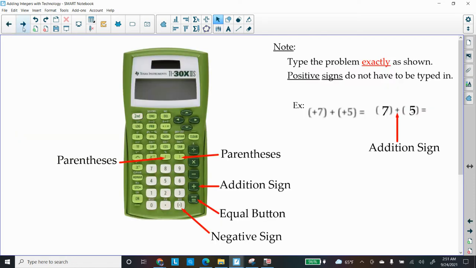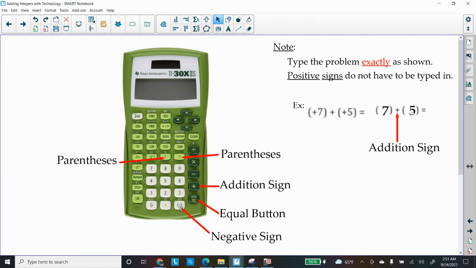So, I'm going to use my technology, which is my calculator, the Texas Instrument 30XII solar powered calculator, very good calculator. And I want to show you a few buttons. The parenthesis button, the left parenthesis, and the right parenthesis above the buttons 8 and 9. The addition sign is there. The equal button is over there. And the negative button is over there.